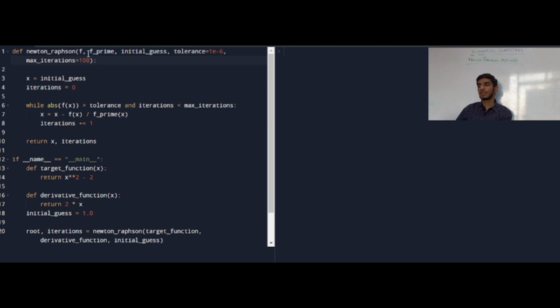The parameters we're going to pass is f, which is known as the f of x or function of x. The next parameter we're going to pass is f_prime, which basically is the differentiation of the previous parameter which we passed. And the next parameter we're going to pass is the initial guess. Of course, it's the midpoint through which we're going towards the root.